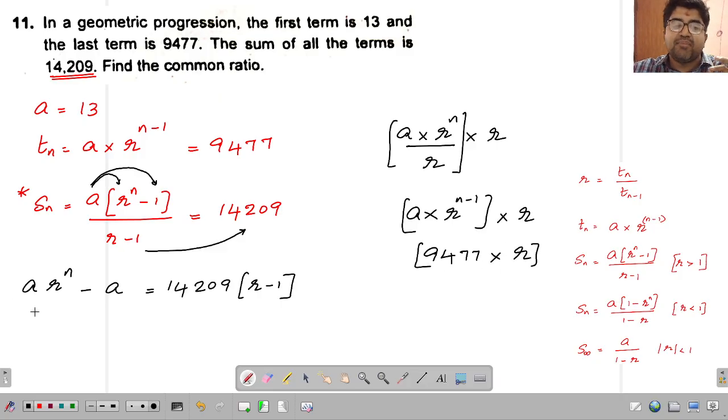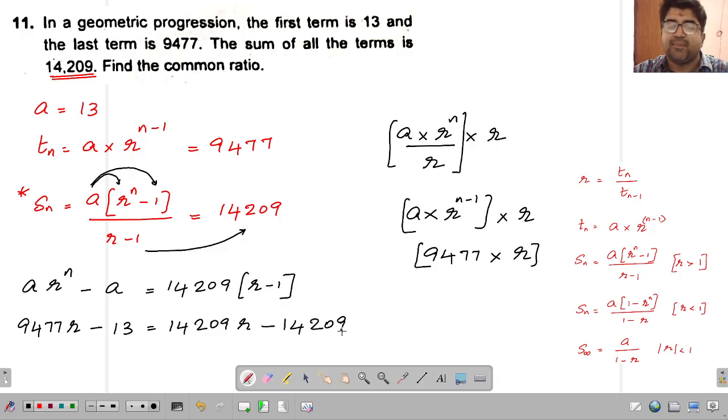Like that I will be getting this. So just by observing that a into r power n, multiplying and dividing this with r, this can be converted to 9477 r minus a, which is 13. That is coming here as 14209 times r minus 1. Okay, so this is nothing but 14209 r minus 14209. Like that it is coming.